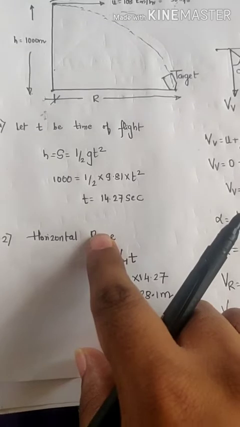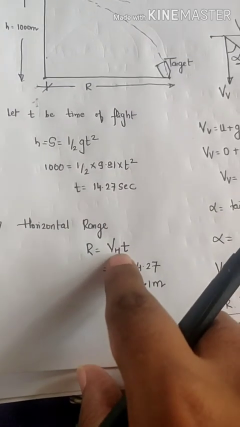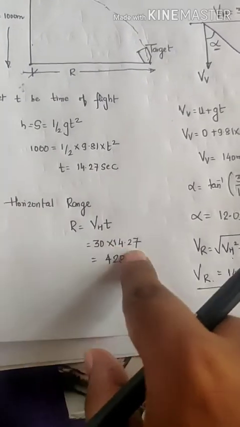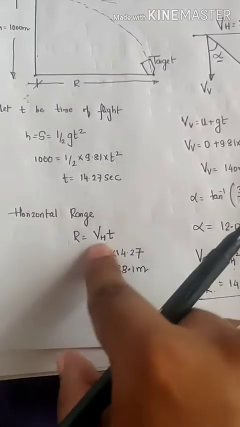So horizontal range is given by what? R is equal to u into t. So u is what? Velocity in horizontal direction. We know velocity is 30, time is 14.27 seconds. So you get the range.